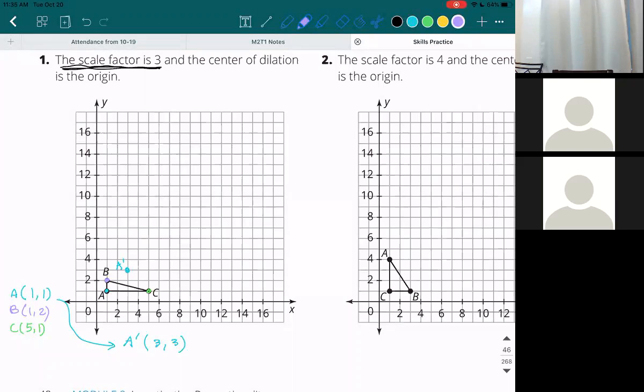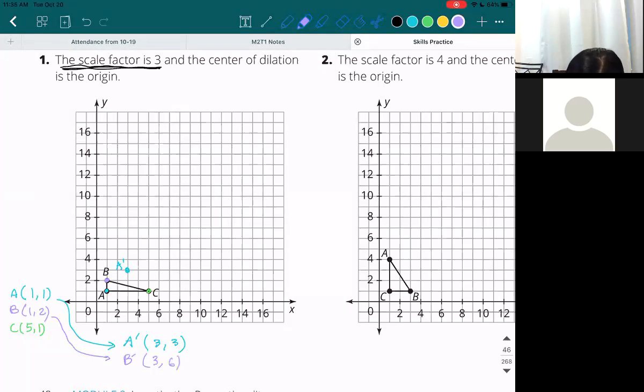Let's do B prime now. Okay, and then what's 1 times 3? This is for anybody. Anybody can answer this. What's 1 times 3? 3, thank you. And then the y value is 2, so what's 2 times 3? 6. Great, thank you. And then the C, oh wait, I didn't plot it yet. Okay, B prime is 3, 6.